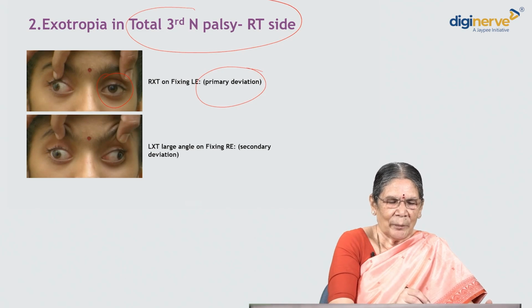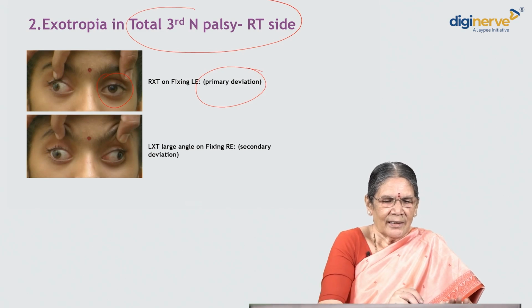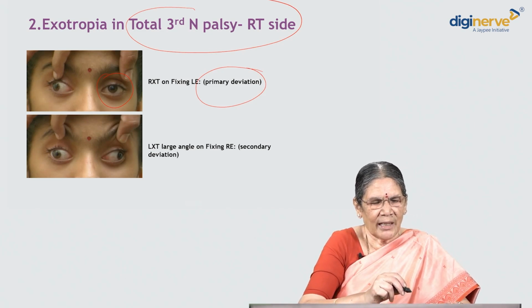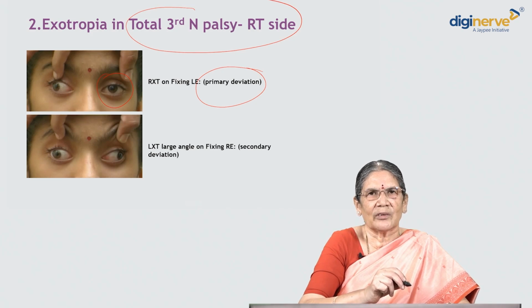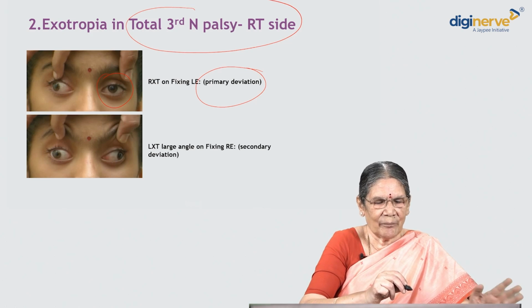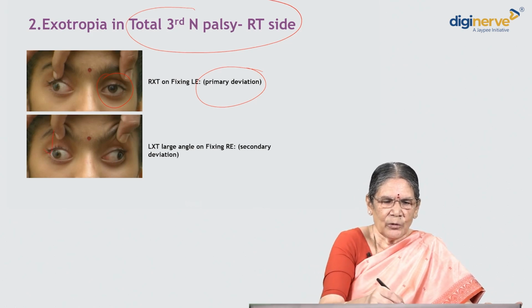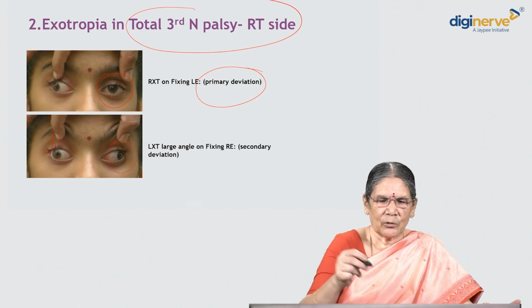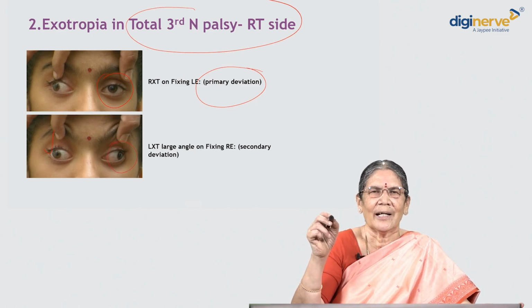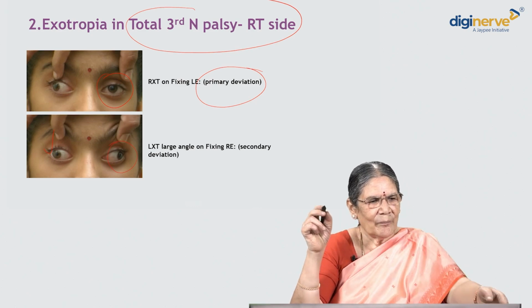And now the patient, as you see here, is not able to bring the eye into a primary position, still is in abducted position, but trying to fix with that eye. In that case there is total involvement. So, you have a very large exotropia, that is a secondary angle of deviation. This is very important for us to know to plan for the management.